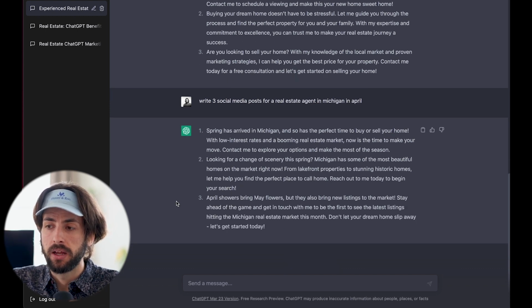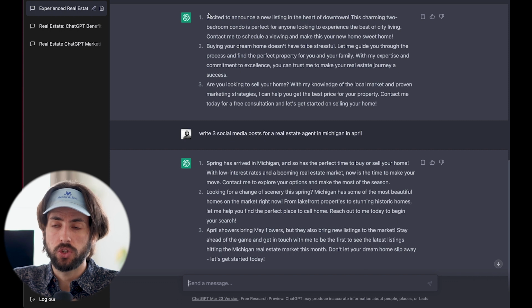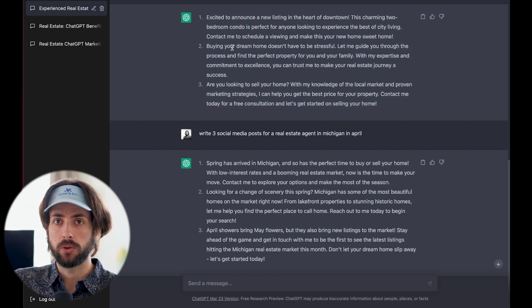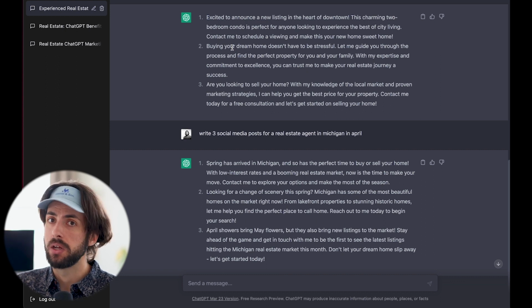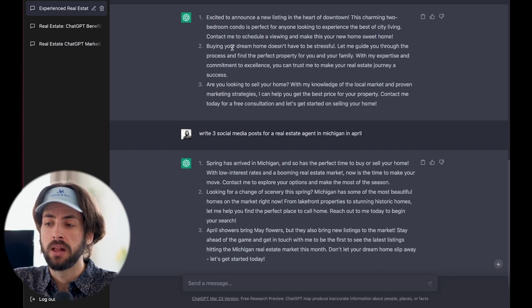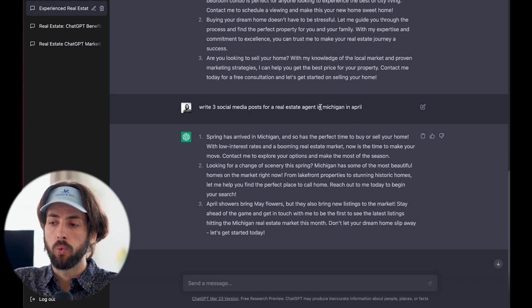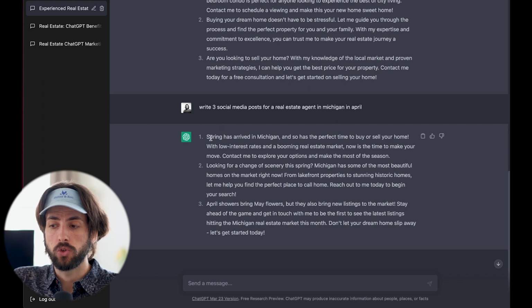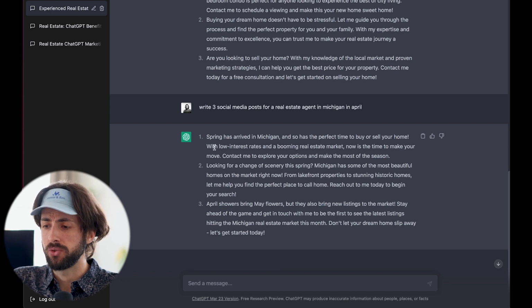And look at that. Now you can use these 3 up here, but I would definitely classify those as very vague, very generic, nothing fancy to see here. But just by adding write 3 social media posts for a real estate agent in Michigan in April, not only do we have topical things such as spring, as well as the word Michigan, low interest rates.